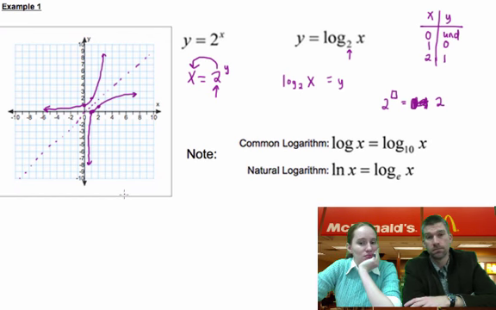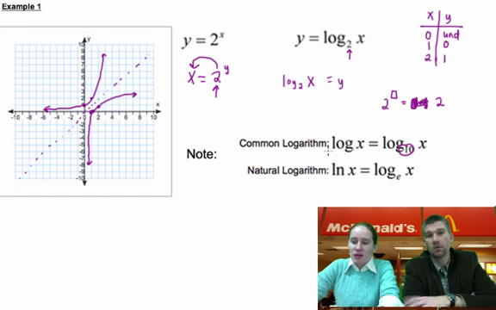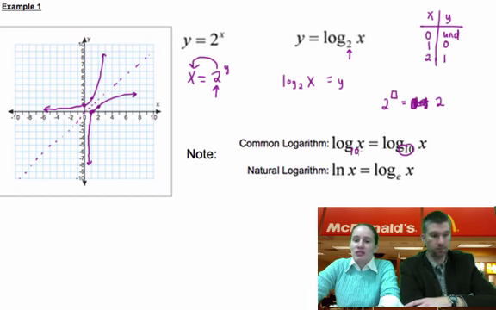So we have this note here that a common logarithm is a logarithm with a base of 10. When we have a base of 10, sometimes we don't actually write the base. Most times, actually. So if you see log without a base, there is a secret 10 there.